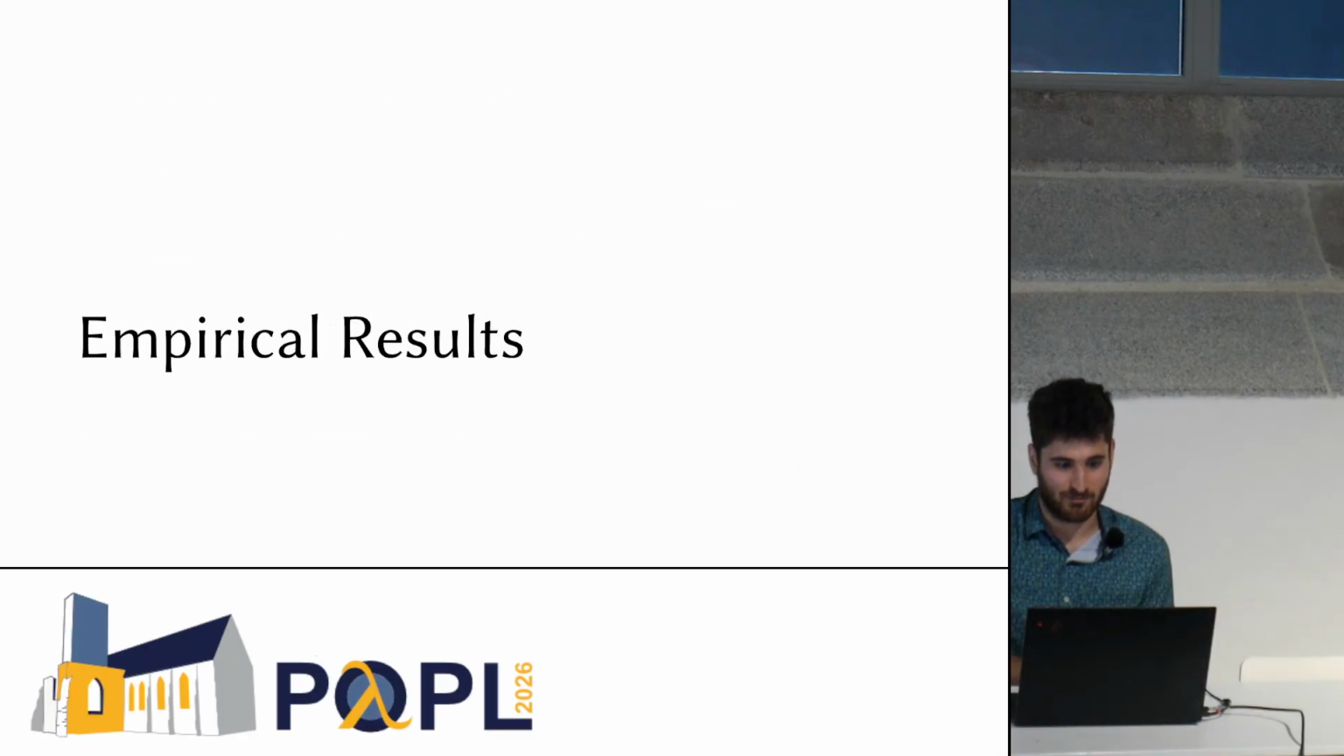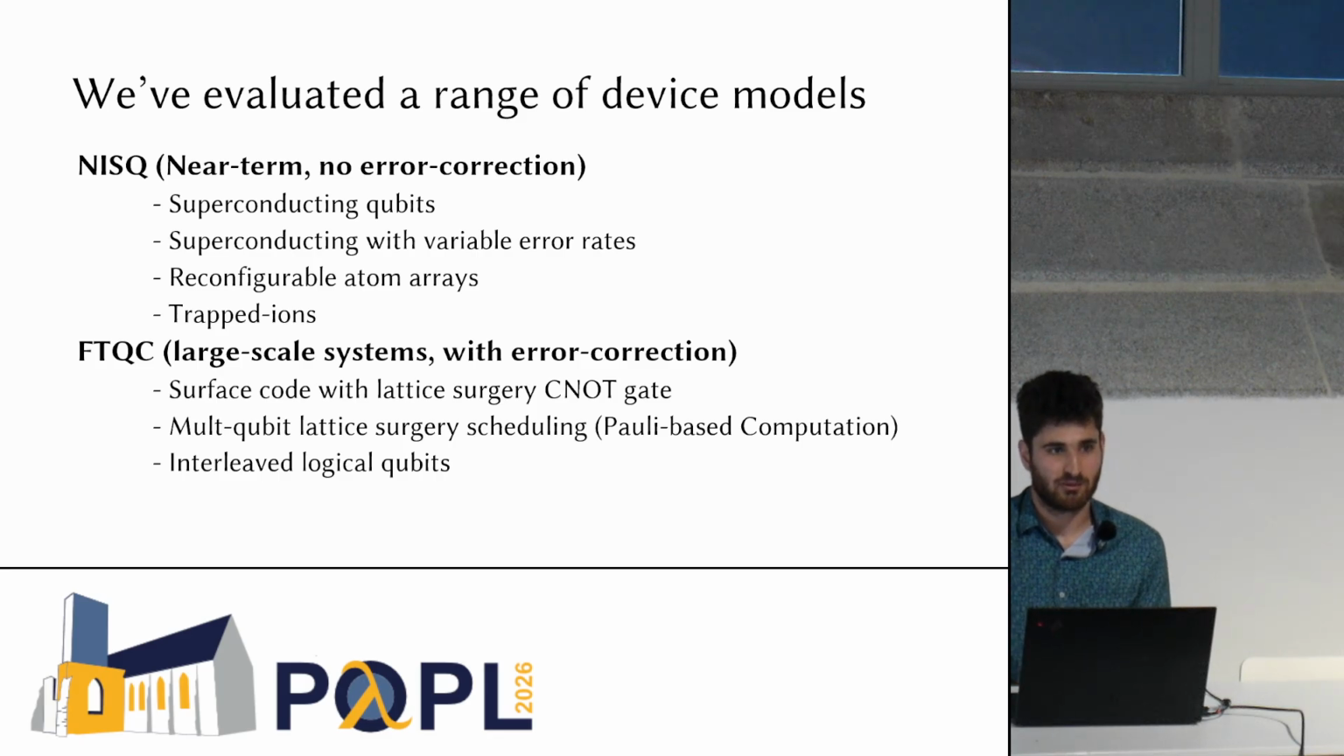So next I'm going to talk about some of our empirical results. In order to determine how good our generated compilers actually are, we evaluated on a large range of device models. We had 7 in total. Some of them are these near-term problems where we don't have an error correction protocol in place. And other ones are fault-tolerant quantum computing problems where we have a large-scale system that's implementing some error correcting code.